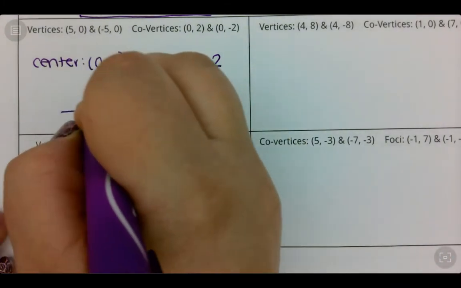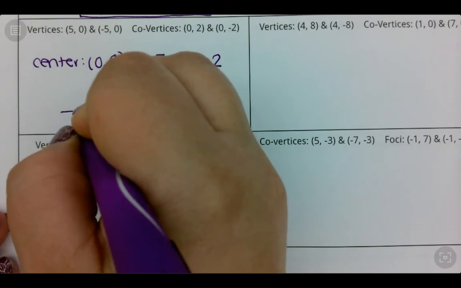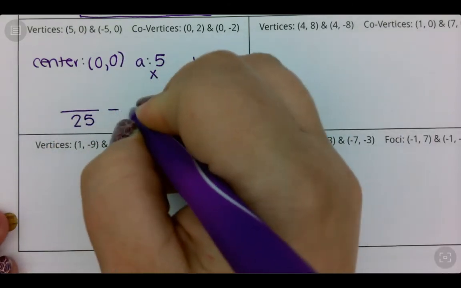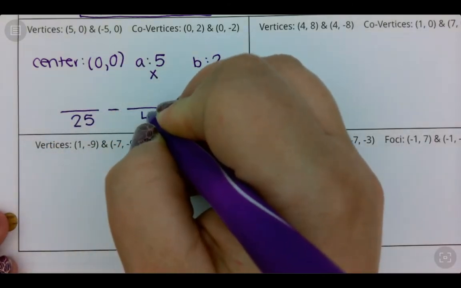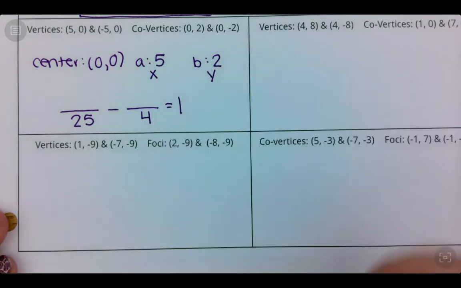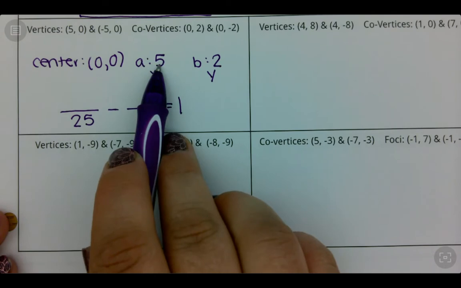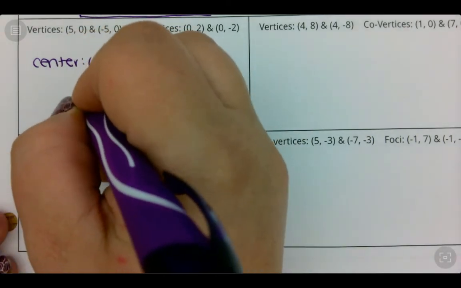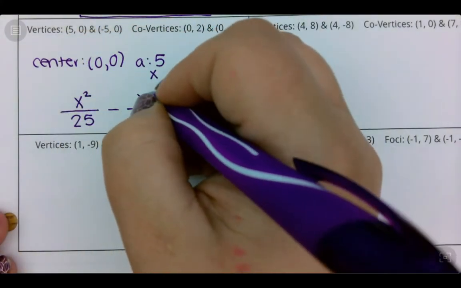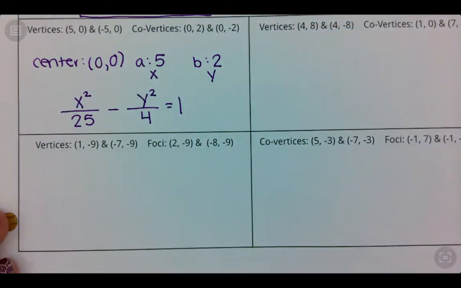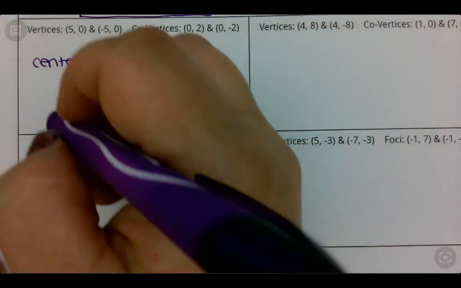A squared goes under the first parentheses, and B squared goes under the second parentheses. And since I said that x was the one changing with the 5, x squared goes above the 25, and y squared would have to go above the 4. That's it.